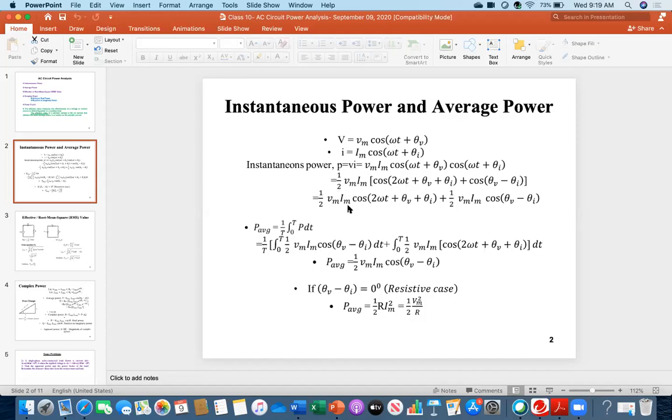Half VmIm this again, plus then half VmIm this one. I just multiplied by half VmIm. So therefore, this is the instantaneous power expression.